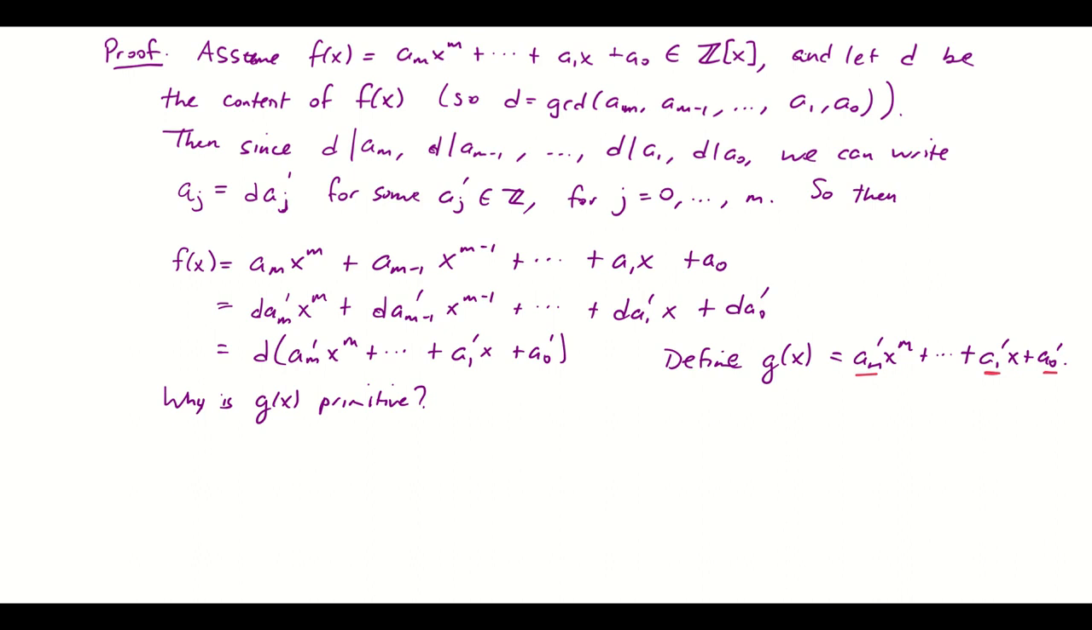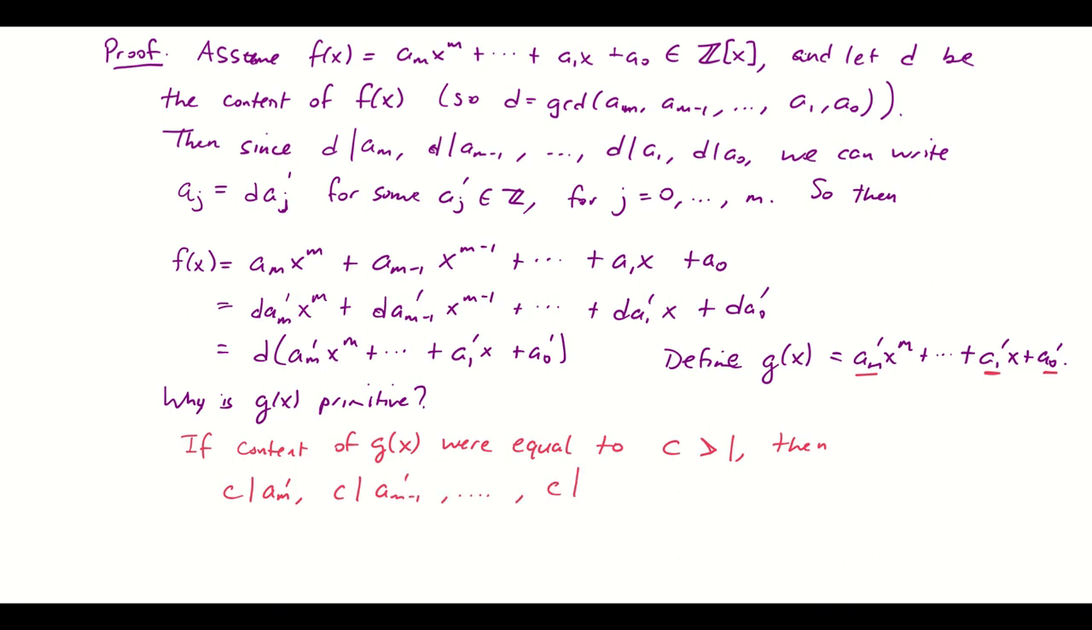All right, we know that 1 divides all of them. We just need to show that nothing greater does. So if the content of g of x were equal to, let's call it c, greater than 1, then we'd have c divides a_m prime, c divides a_{m-1} prime, etc., all the way down to c dividing a_1 prime and c dividing a_0 prime. But then that would mean that each of the prime coefficients can be written as c times something.